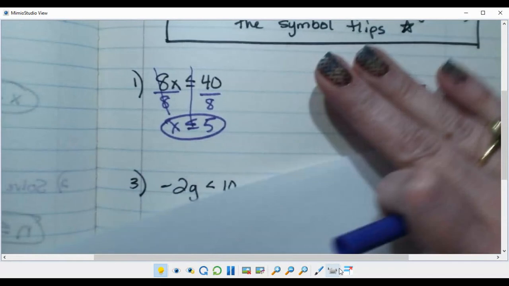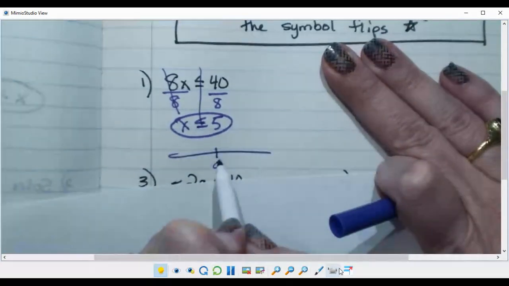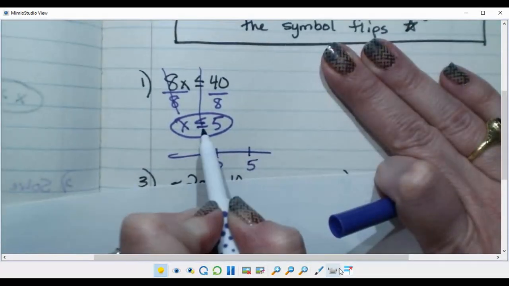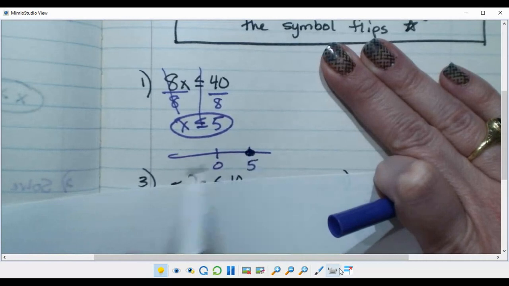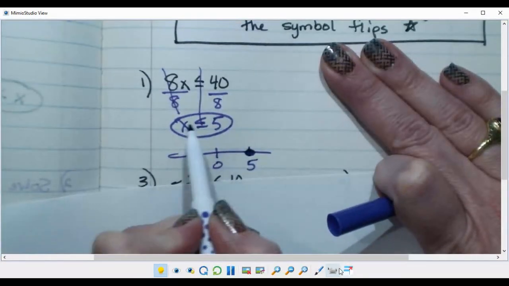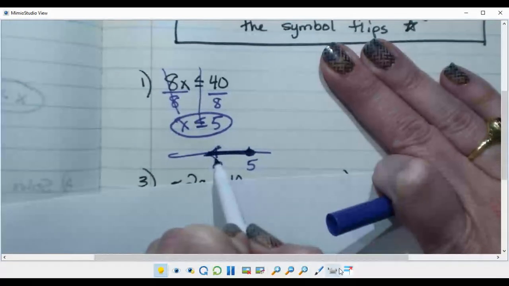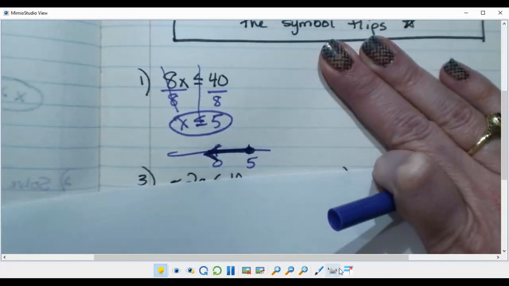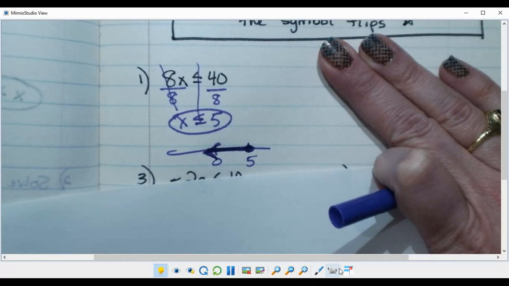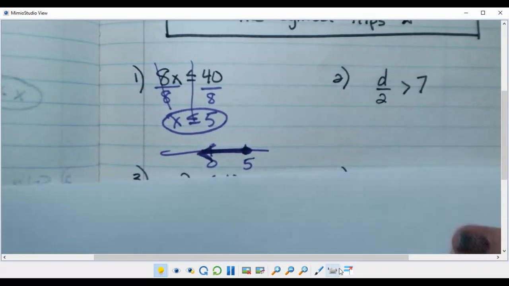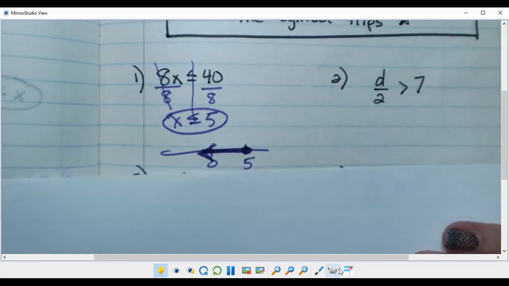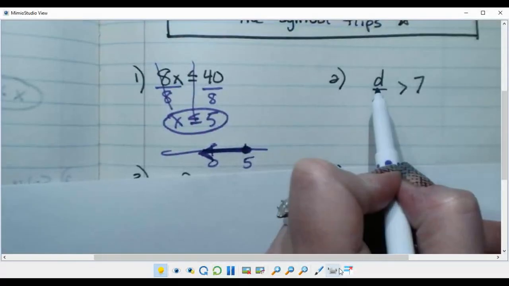And of course, if you wanted to graph it, there's 0, there's 5. It's allowed to equal it, so we'll give it a solid circle. And I want all the numbers smaller than 5. So 4, 3, 2, down into the negatives like that. Pretty straightforward.